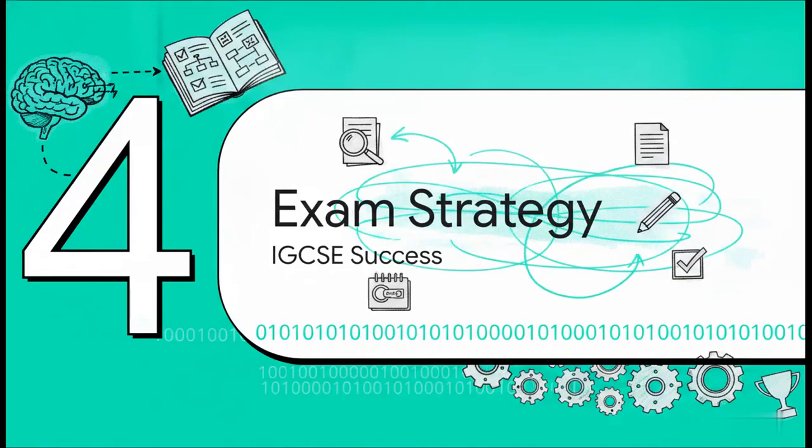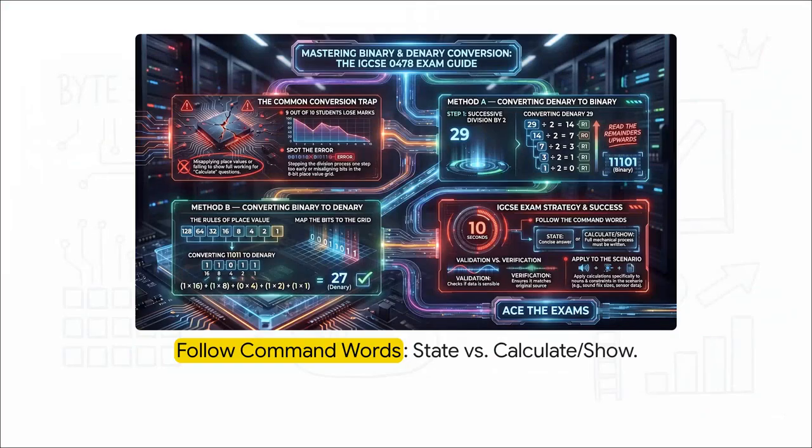Which leads us perfectly into section 4. IGCSE strategy and success. So we've got the technical knowledge locked down. Now let's talk exam strategy. How do we translate everything we just learned into the exact phrasing that Cambridge examiners actually give marks for?